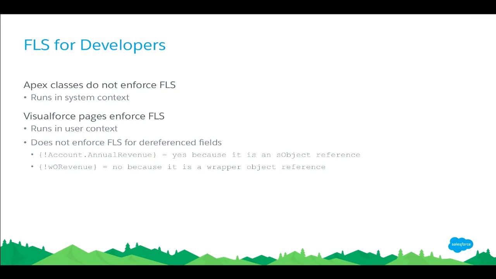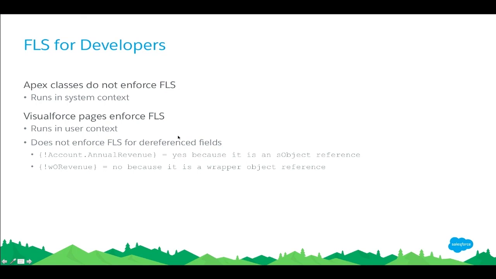Apex classes do not enforce FLS because they run in system context, as we mentioned earlier. And Visualforce pages do enforce FLS because they run in user context. However, they do not enforce FLS if you have dereferenced the object from the S object. It's a little confusing, but if your Visualforce page is saying I want to access account.annualRevenue, which is a field in the account object, Visualforce is able to determine that the user is not supposed to see that and it will not display it. However, if for some reason you're moving that to a wrapper object, now Visualforce has lost context of what the user is supposed to see or not, so in that case, the user will be able to see the revenue.